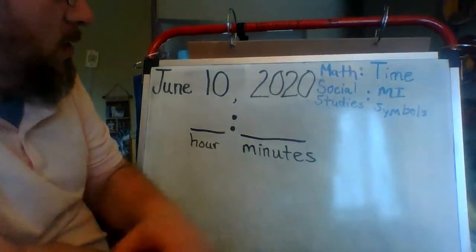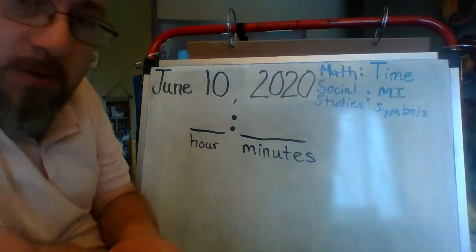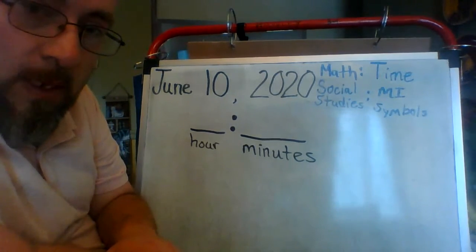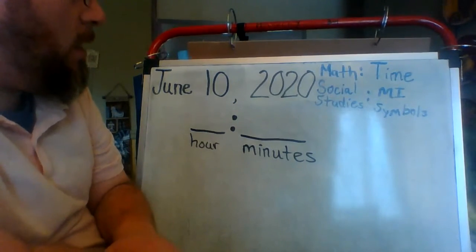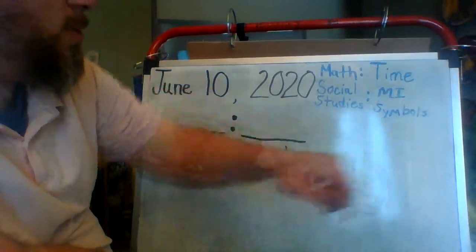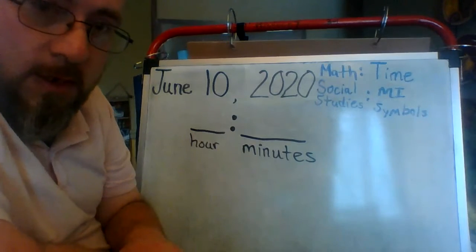Today, I'm going to teach time and math, and we're now going to start talking about how to tell time to the five minutes instead of just on the hour and the half hour. And in social studies, we're going to take a quick break from doing the U.S. symbols, and we're going to talk about Michigan symbols, symbols of Michigan.